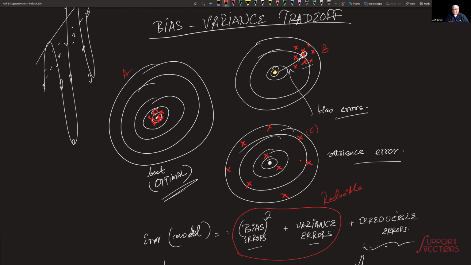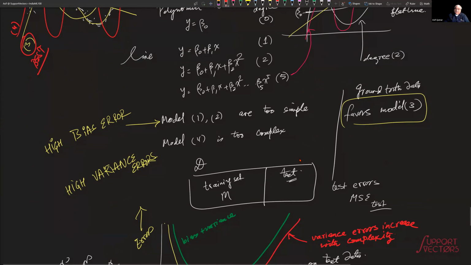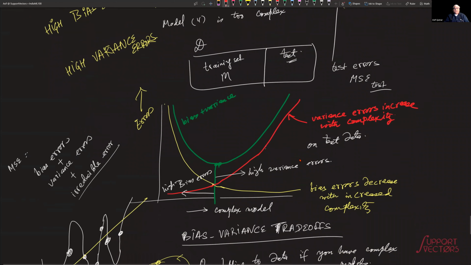And then you have the variance errors, where you're hitting is all over the place. Right? You have a huge variability in the location, or the prediction of your data. So it is all over the place, and so that is high variance errors. C represents the situation of high variance errors. So high bias errors tend to appear in models that are overtly simple. High variance errors tend to be in models that are overtly complex.